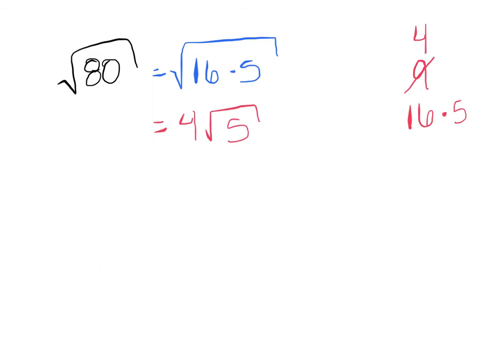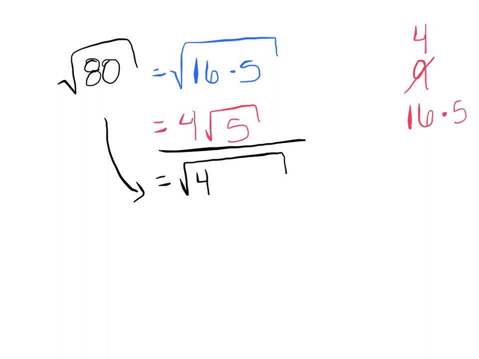Now, let's say I didn't want to go all the way up to 16 when I was thinking of my numbers that worked, or I forgot that 16 went into 80. I could do this the other way too. I knew automatically that 4 went into 80. So I could say, we're done with that one, I'm moving on to a different way to solve it. We could say that this is the square root of 4 times 20. Okay? Well, if we simplify that, we're going to get 2 times the square root of 20.